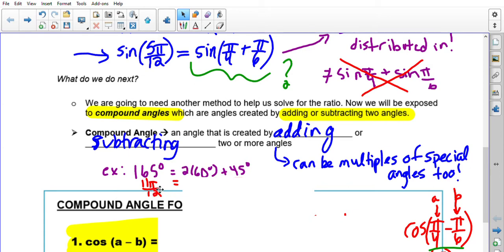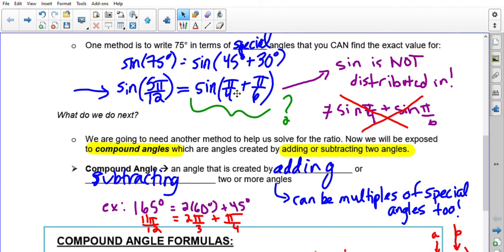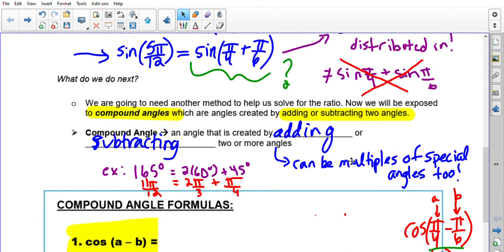So how would I write 11 pi over 12 in radians as an addition or subtraction of two angles? I would write it as 2 times pi over 3, right? 2 sets of 60 plus pi over 4. Okay. So it may just be singular, like up here, or it may be multiples, like here it was a multiple of pi over 6.